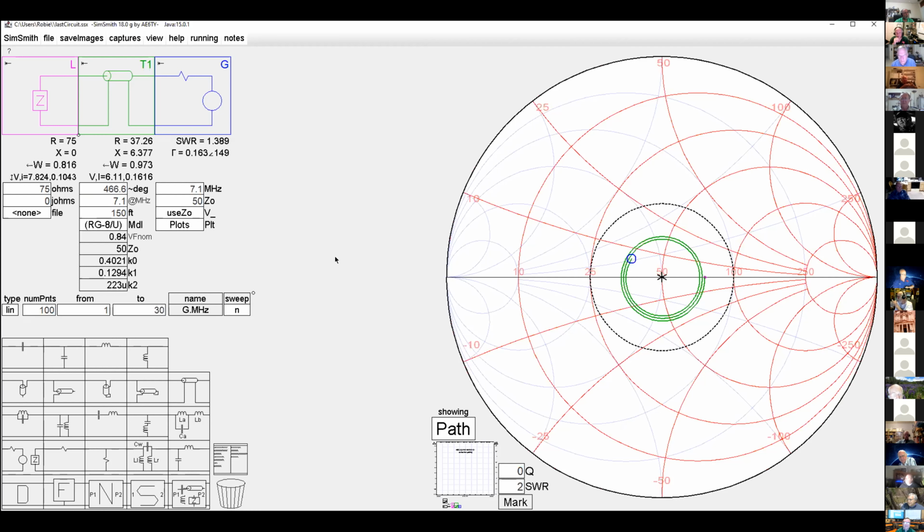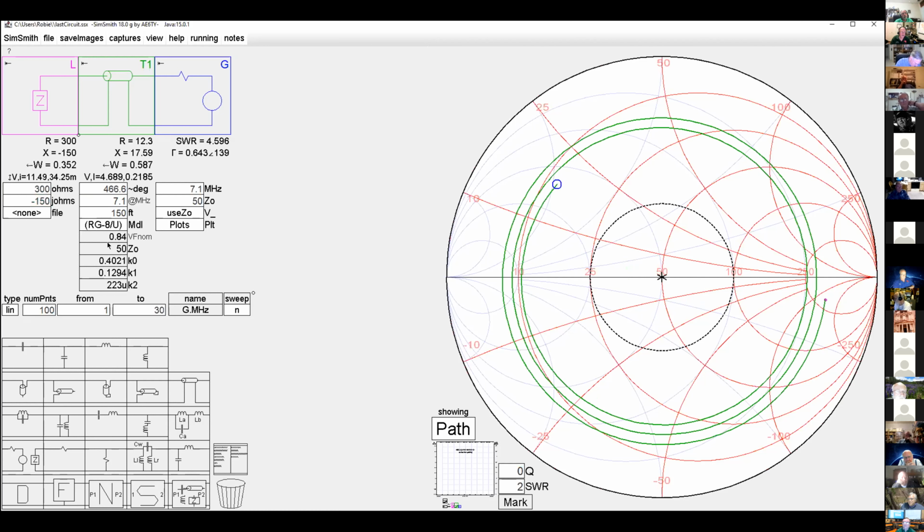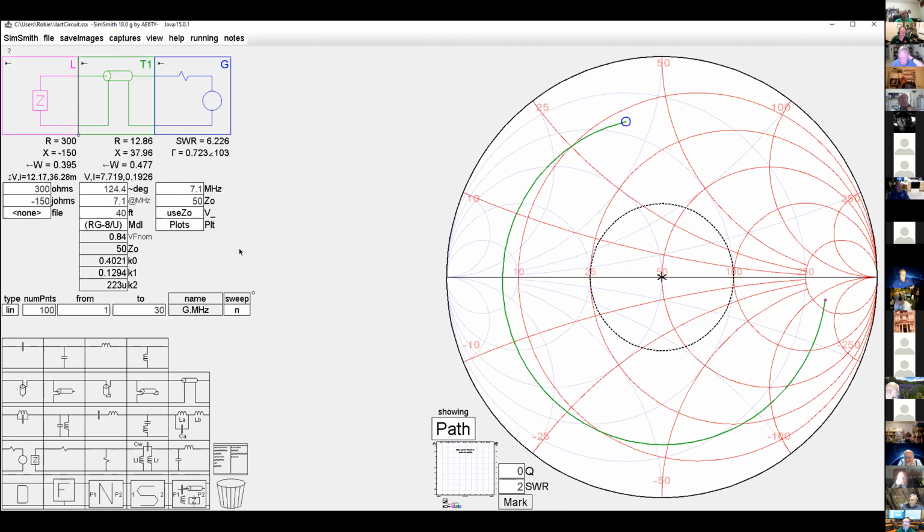Okay, so tons of examples here. Here's one more I want to talk about. So I'm going to make an unusual load. I'm going to say 300 ohms, and I'm going to give it some negative reactance. I'm going to change my line length to about 40 feet. Okay, so you can see that here's my plotted impedance of 300 minus j150.